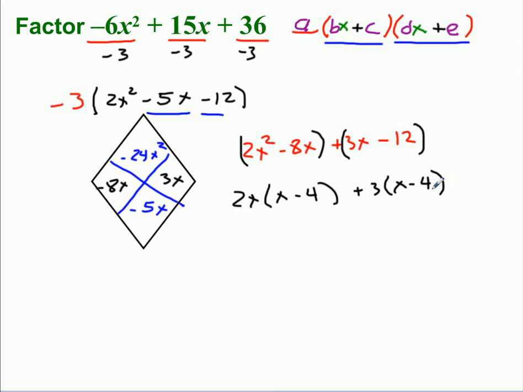The x minus 4 ended up being my row, and the 2x plus 3 ended up being across the top, my columns, and I can now group those together: 2x plus 3 times x minus 4. So factoring by grouping or using the box method are really equivalent to the same thing.